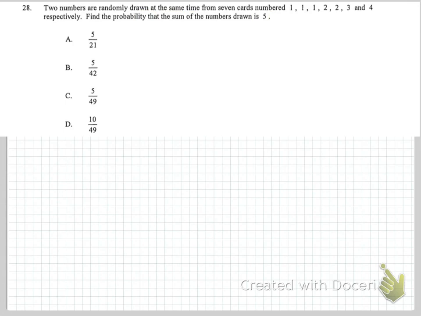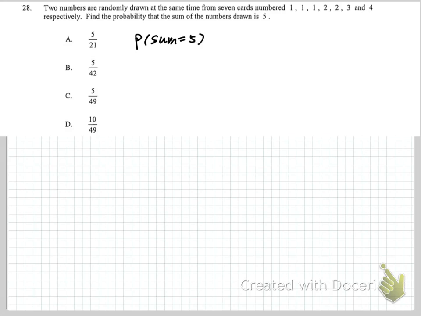So this is yet another MC question. We have 2 numbers taken from 1, 1, 1, 2, 2, 3, and 4. Find the probability that the sum of the numbers is a 5. So what are the sums that will give you a number 5? Probability that the sum equals 5.